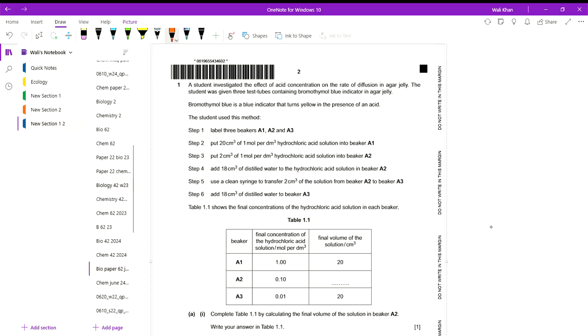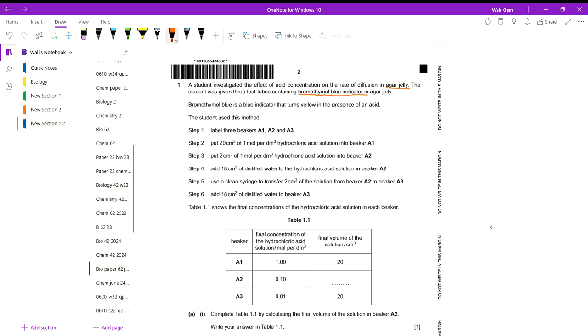A student investigated the effect of acid concentration on the rate of diffusion in agar gel. The student was given 3 test tubes containing bromothymol blue indicator in agar gel. Bromothymol blue is a blue indicator that turns yellow in the presence of an acid. The student used this method.